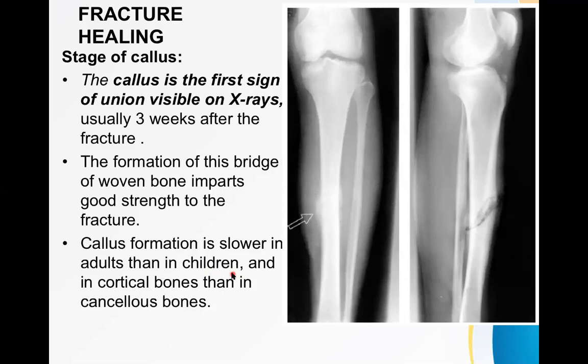And there are two important types of bone, cortical and cancellous bone. So in cortical bone, it is slower than in cancellous bone. Cancellous bone is a spongy type of bone. A lot of woven bone would be there. So it is easier for that bone to heal faster than the compact or cortical bone. So these are the important points. Here also you can see the callus. This is callus.